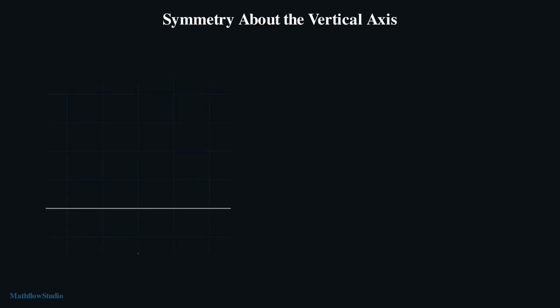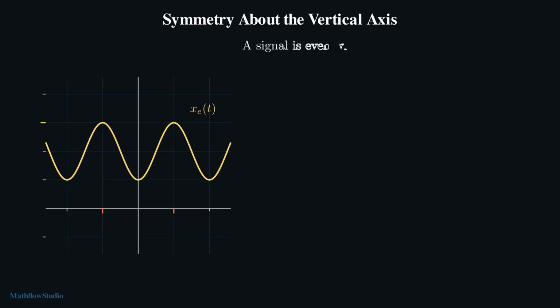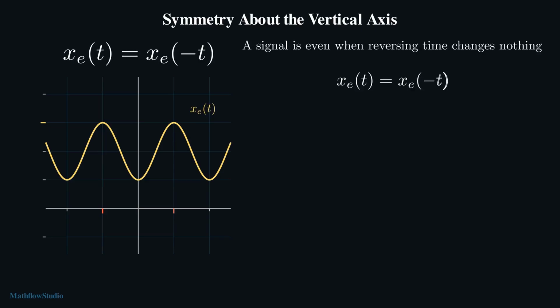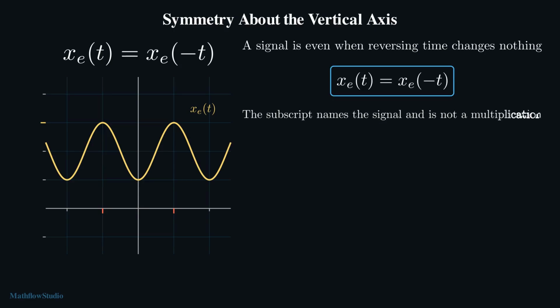A signal is drawn on a time axis that runs both ways from the origin. This one is even, and the condition that makes it even is written beside it. The value at a reversed instant equals the value at the instant itself. The subscript names the signal and is not a multiplication.